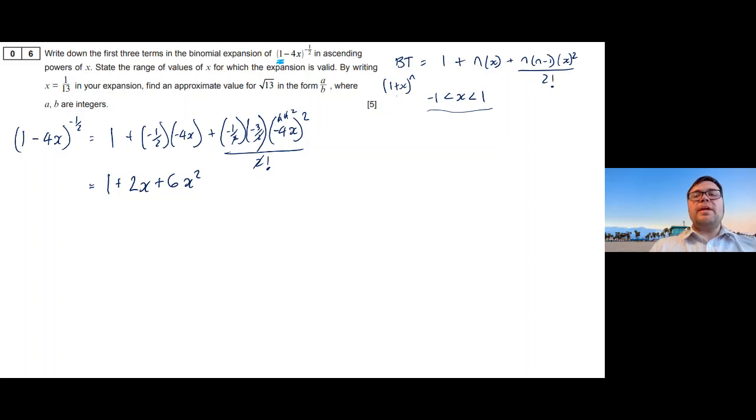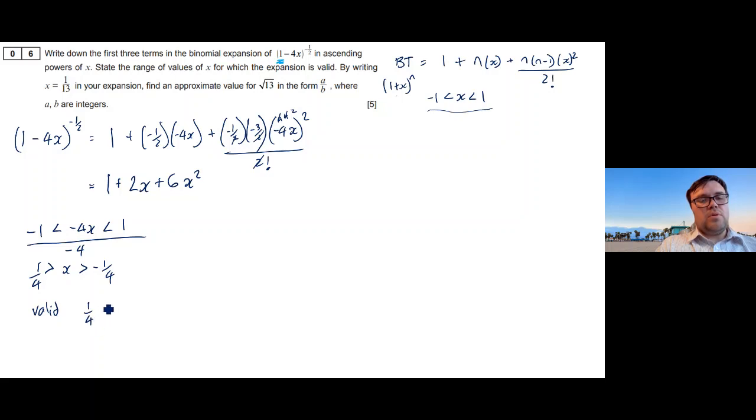So what you would do is you replace the x with whatever the x is you put in. So it's going to be minus 1 minus 4x. We then need to divide by minus 4 because we want to get x on its own. So it is 1 over 4 minus 1 over 4 x. So our region of where the expansion is valid is going to be, you can write it as a modulus x, or you can write it as the above one. It doesn't make any difference.